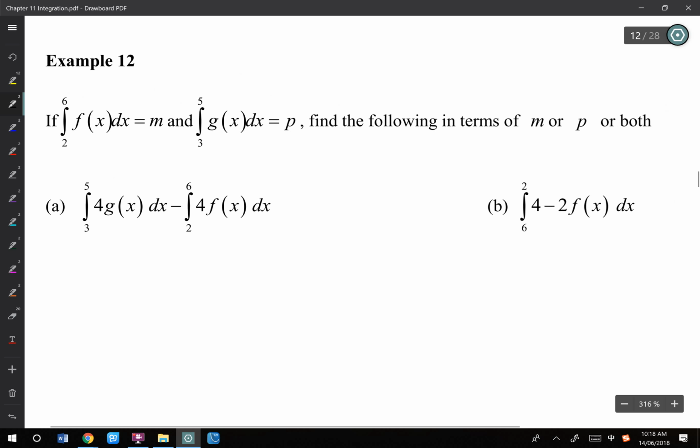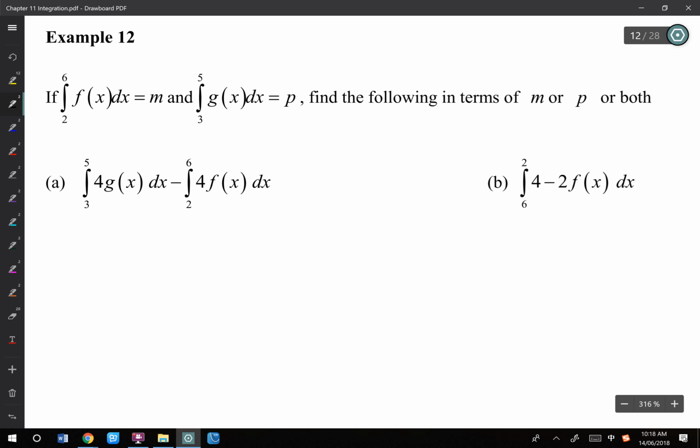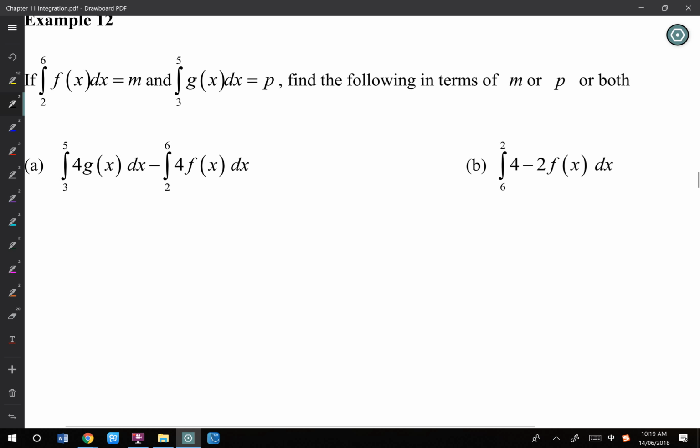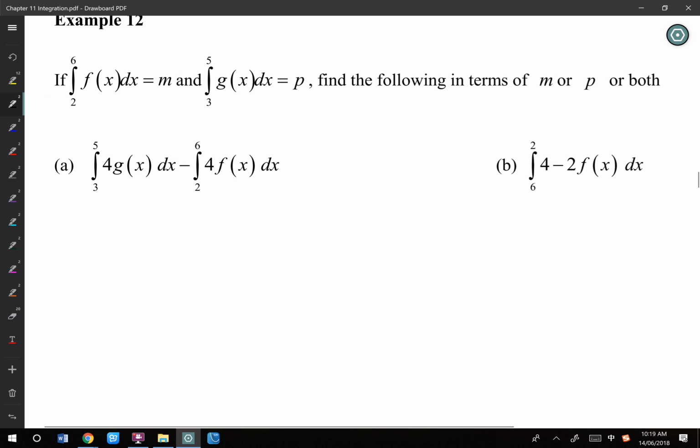Let's see example 12. The integral of f(x) between 2 to 6 gives you area of m. The integral of g(x) in between 3 to 5, you have area of p. Find the following in terms of m or p or both.